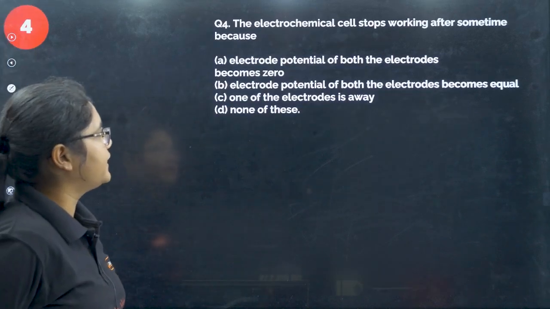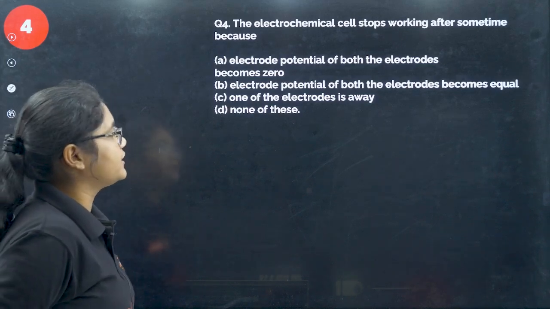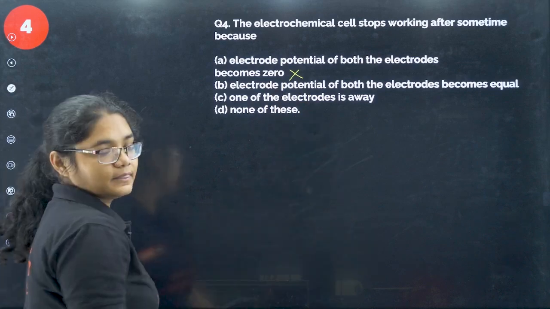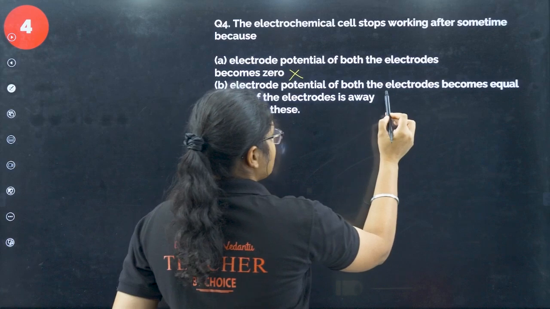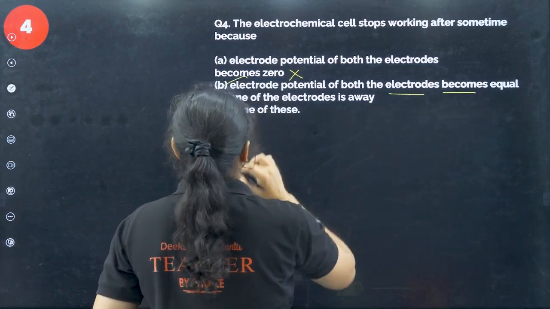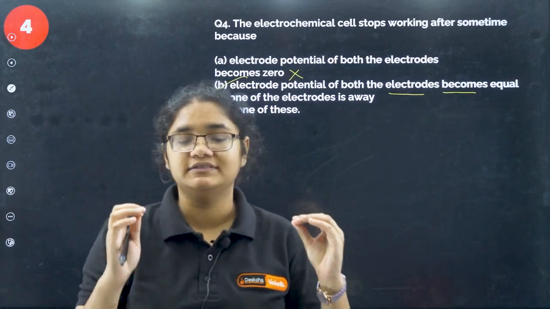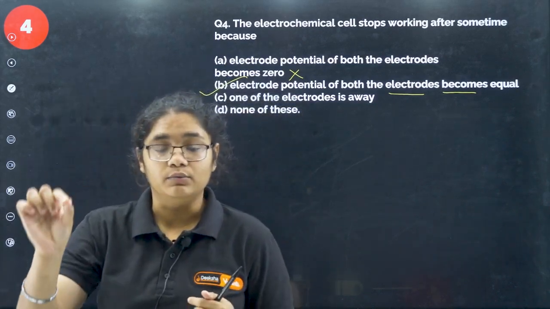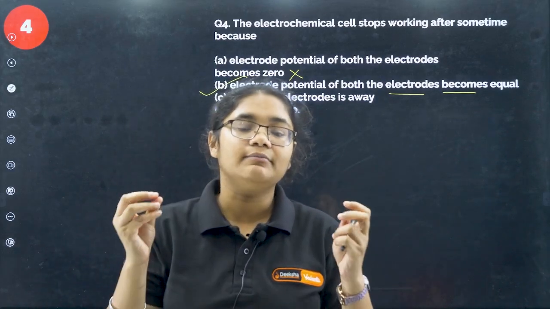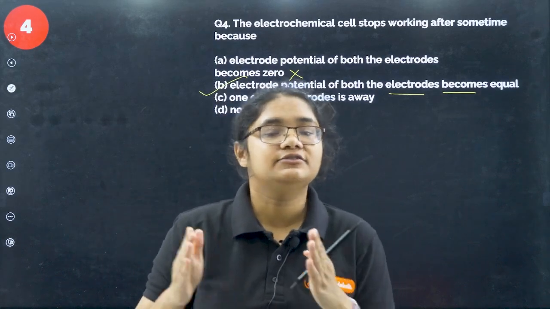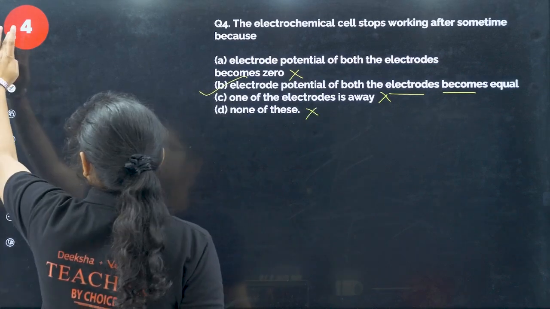Moving to the fourth question: the electrochemical cell stops working after some time because the electrode potential of both the electrodes becomes 0. No, the electrode potential is a standard electrode potential, it does not become 0. The electrode potentials of both the electrodes become equal. Since the concentration keeps on changing, the electrode potentials of both become equal. Current can only flow when there is a potential difference, but when both electrode potentials are equal, equilibrium is reached and the cell stops working. The other options are not correct.